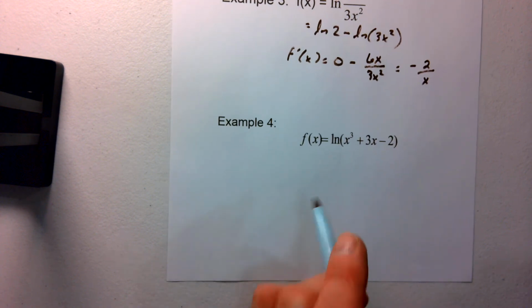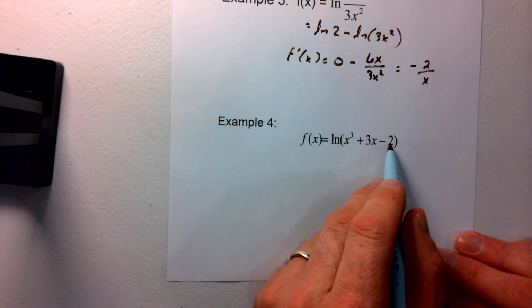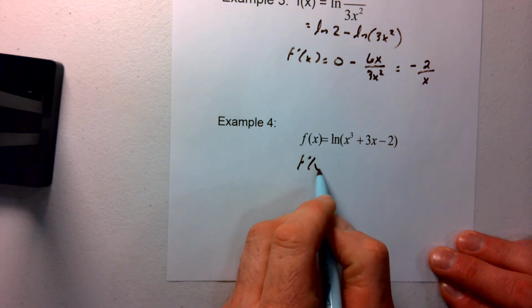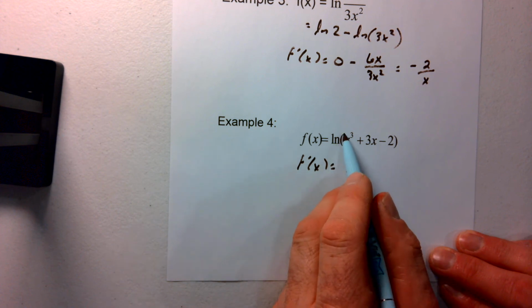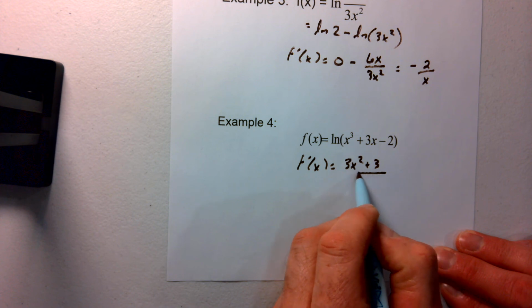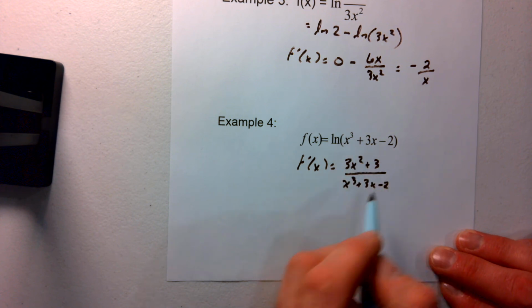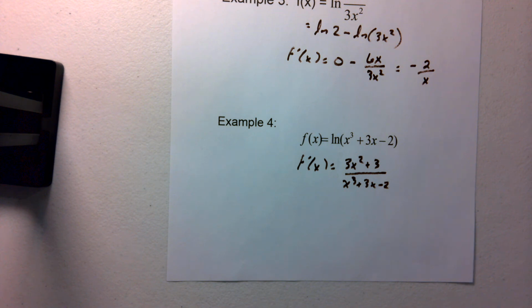And then finally, my last example, if I give you the natural log of x to the third plus 3x minus 2, my first derivative is going to be the derivative of the function, which is 3x squared plus 3, divided by the original function, x to the third plus 3x minus 2. And that gives you our derivative.